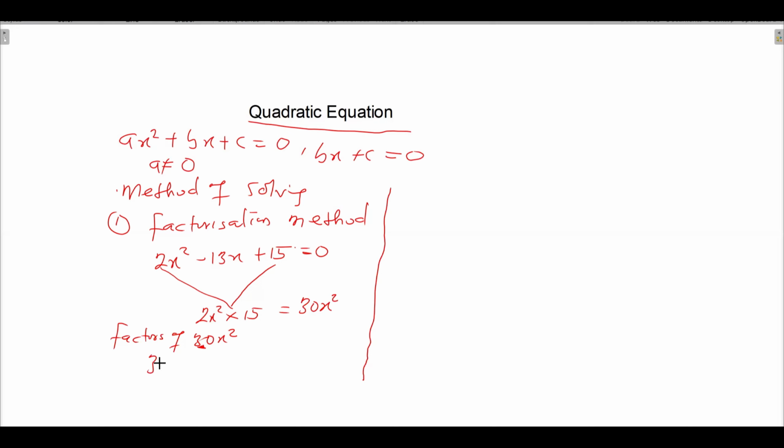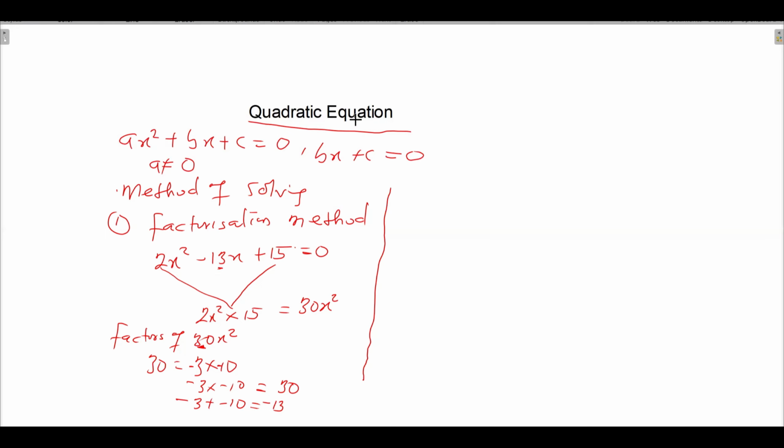If you check 30, you can get 30 by saying 3 times 10. But 3 plus 10 gives us 13, and what we are looking for here is minus 13. No matter how we put the negative, minus 3 times minus 10 will still give me 30. And if I say minus 3 plus minus 10, that will give me minus 13, because plus times minus will still be minus. So I have 30 and I have minus 13.